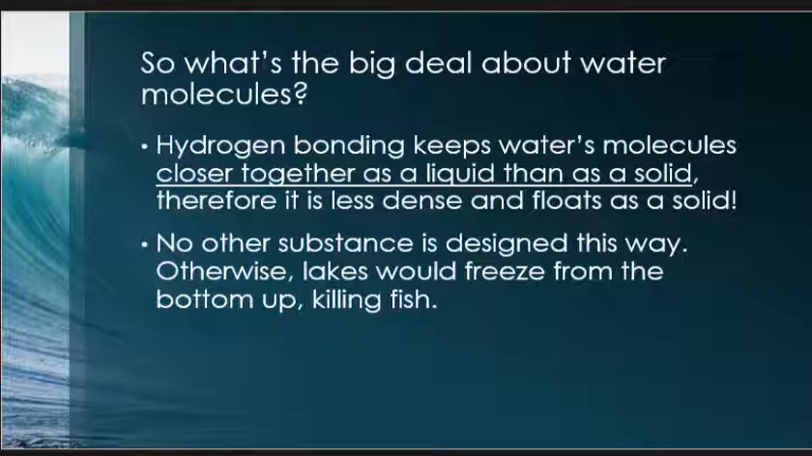Okay, usually they would spread apart. Remember we talked about the phases of matter? They're the closest when they're a solid, and then they start to move apart when they're liquid, then they move apart some more when they're gas. But as a liquid, they actually pull closer together because of those hydrogen bonds. So therefore, it's less dense and floats as a solid. So when water is a solid, what is it called?